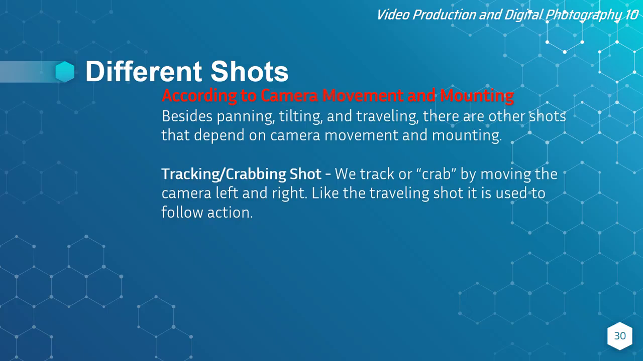We track or crab by moving the camera left and right. Like the traveling shot, it is used to follow action. So pag ginawa natin yung tracking or crabbing shot, basta nag-move from left to right like panning, okay? At nagta-travel yung camera, okay? It will fall under tracking or crabbing shot.